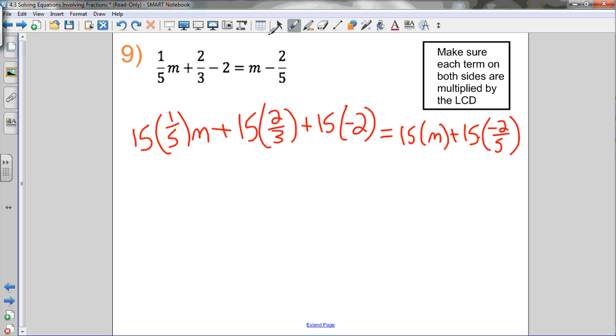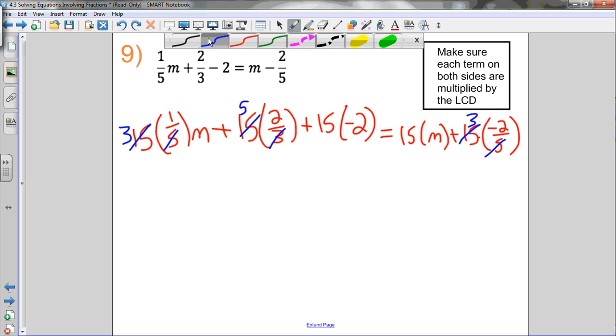And let's go ahead and simplify this now, and then all my fractions will be gone. I have a 15 divided by 5. That will simplify to 3. I have a 15 divided by 3. That will simplify to 5. I have here a 15 divided by 5. That will simplify to 3. So all my fractions are gone now.